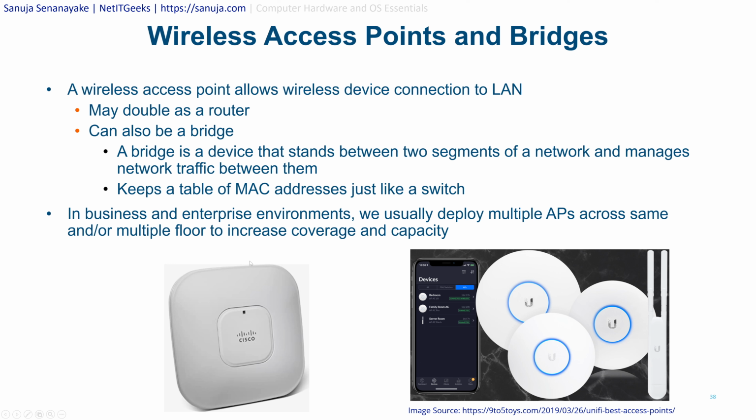In business and enterprise environments, we usually deploy multiple access points across the same and/or multiple floors to increase coverage and capacity. So in a business and enterprise environment, you can get multiple wireless access points like these, and you can spread them across a single floor or multiple floors, or you could have wireless access points with this type of antenna, and then they can work together in tandem to create full coverage for a large area of your building.